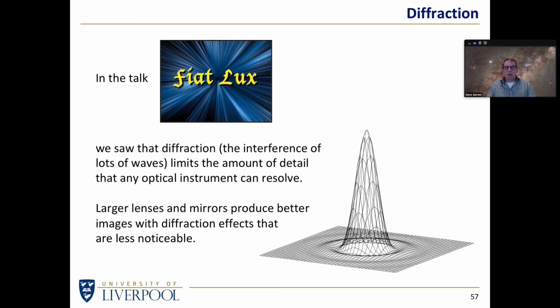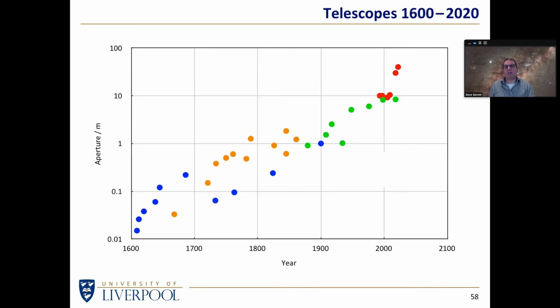And so there are two drivers for making telescopes always bigger. Collect more light to see fainter objects, that's always desirable. But if we want to see more detail in more distant objects, then we need larger apertures such that diffraction doesn't get in the way. Larger mirrors will produce less diffraction artifacts.